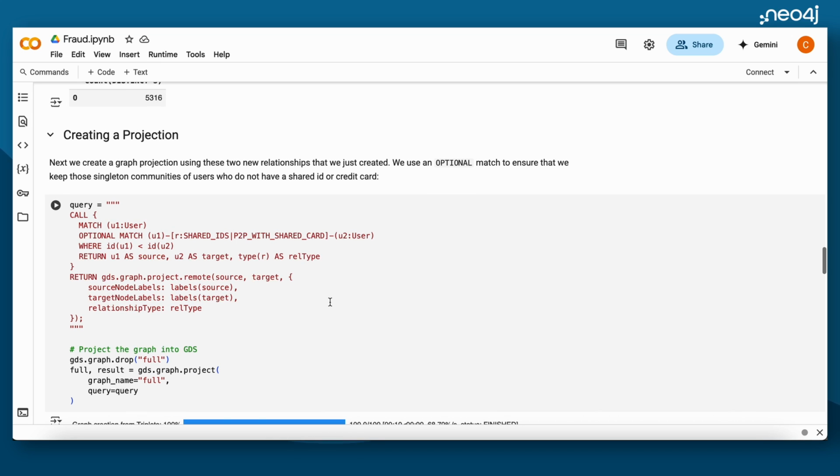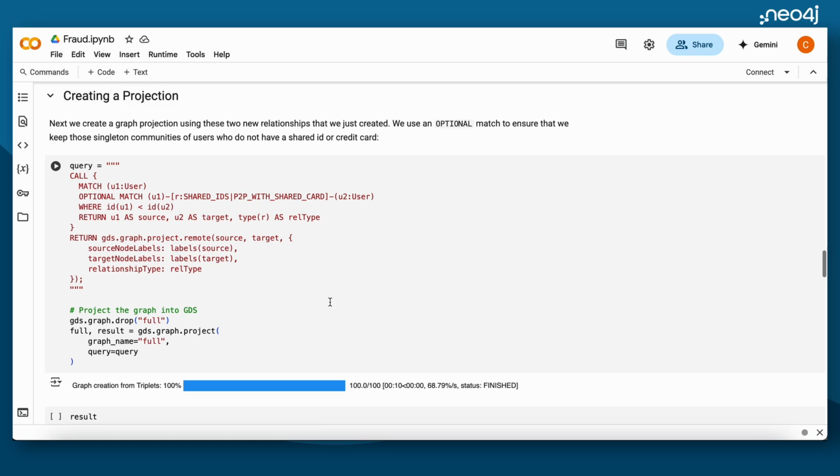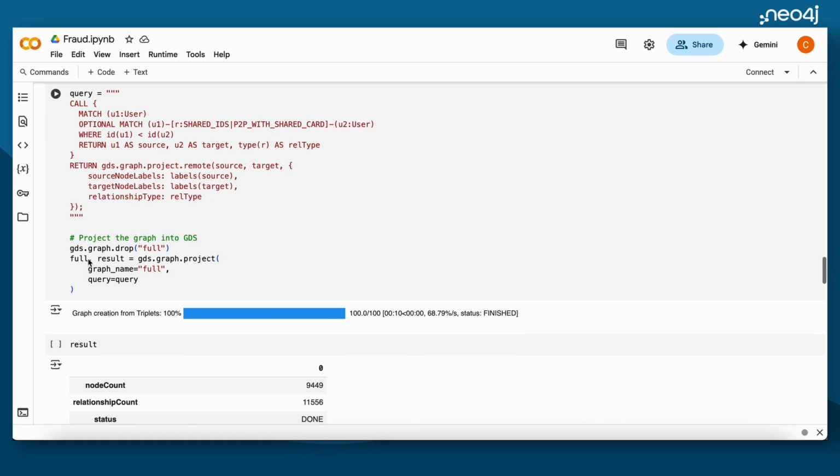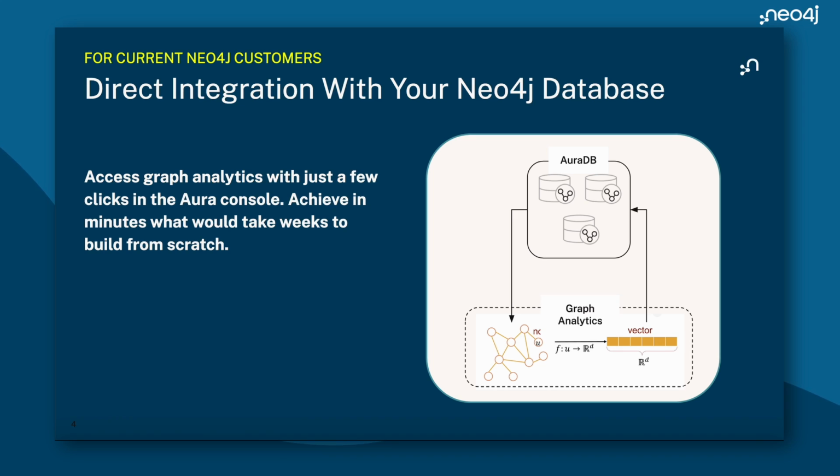So next we're going to create a new projection. All we're going to include in our projection is all the individuals, plus their relationships if they have a shared ID or a shared card, and if they don't have either, they'll just exist as singleton communities, so just like individual nodes. So now we have our projection. At this point, we have created our projection, and next we're going to run algorithms against it.